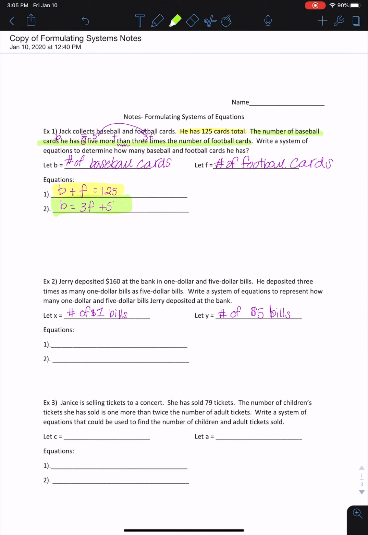Now grab a highlighter. I'm going to highlight Jerry deposited $160. That's going to give me one of the equations. The other equation is going to come from the sentence that says he deposited 3 times as many $1 as $5. All right. This first thing, $160, is a total.